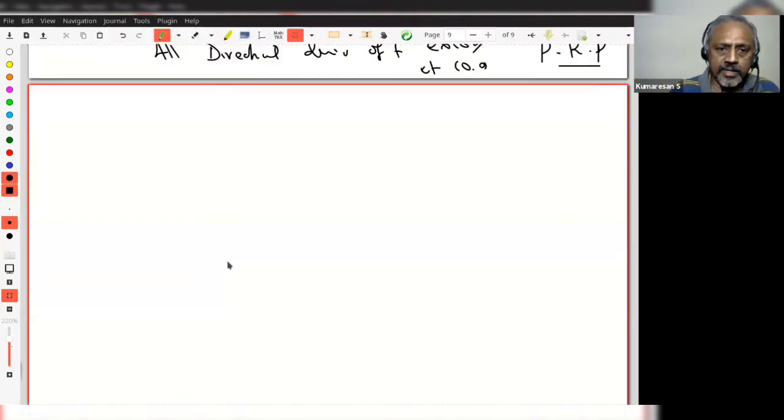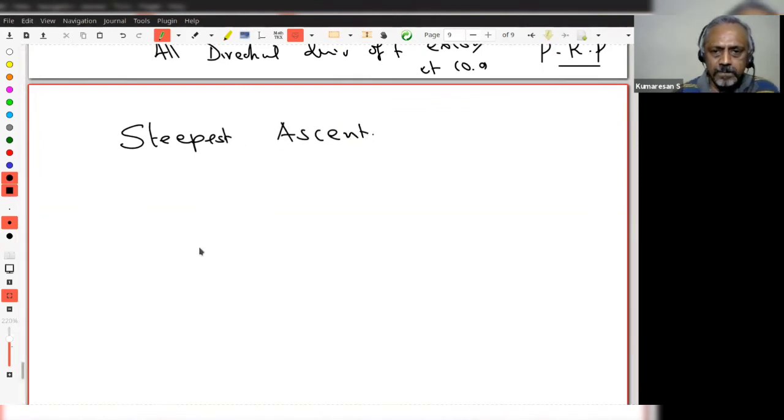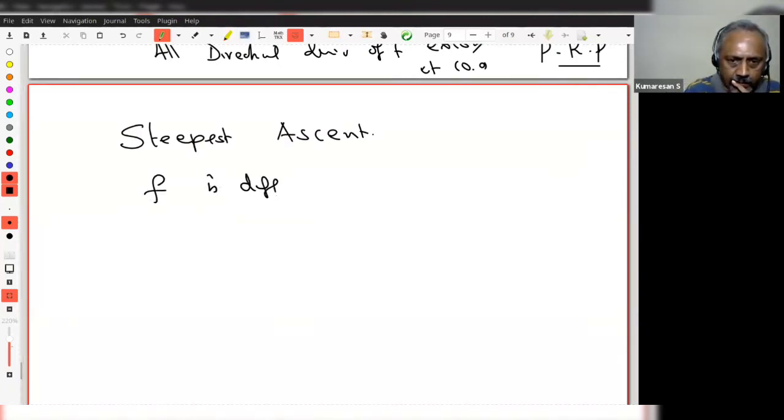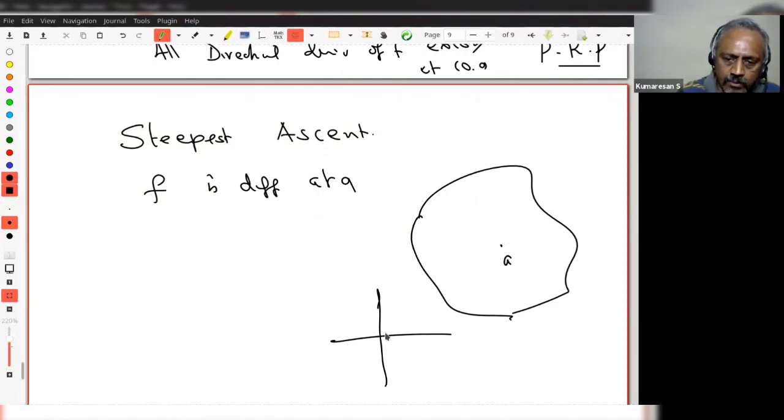Okay. Now I can go to what I talked about yesterday, steepest ascent or steepest descent. Now suppose f is differentiable at A. And this is my A. Now I want to know, there are many directions through A, right?